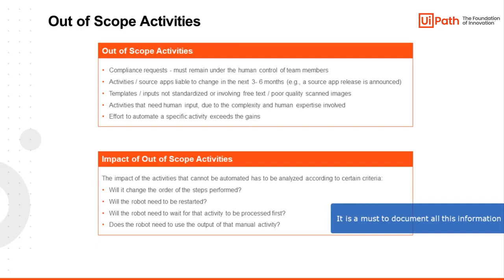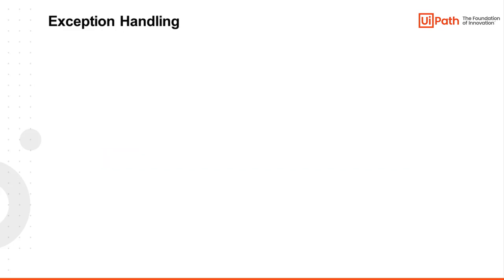The impact of the activities that cannot be automated has to be analyzed according to certain criteria: whether they change the order in which the rest of the steps are performed, whether they require the robot to be restarted, whether the robot has to wait for the non-automatable activities to be performed, and whether the robot uses the output of the non-automatable activities. It is a must to document all this information. Let's proceed to discuss exception handling.